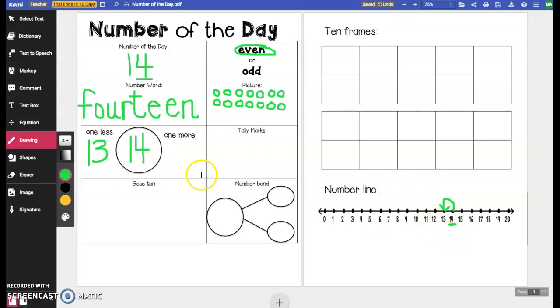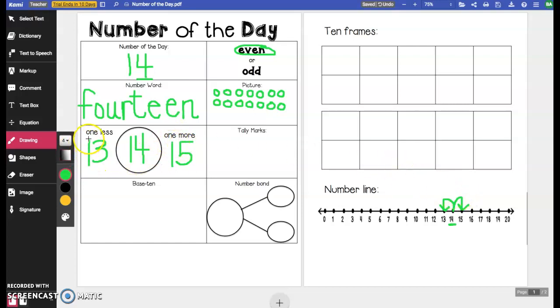So now I want to think about what number comes after 14. So I can use my number line to help me and look after. That is 15. So I hear teen, that gives me a hint. And then 15, that's like 5. That helps me. So if I were to count them in order, 13, 14, 15. 13 comes before 14 and 15 comes after 14.